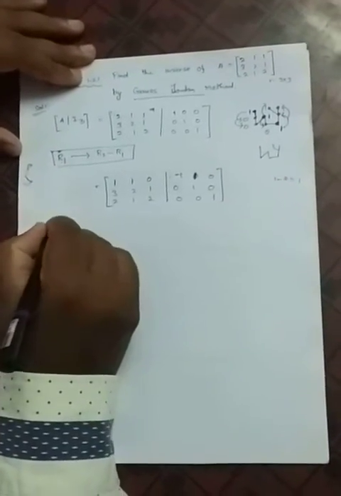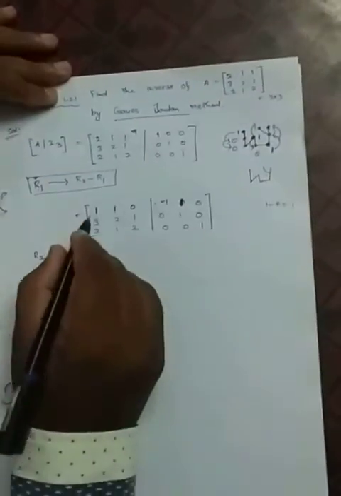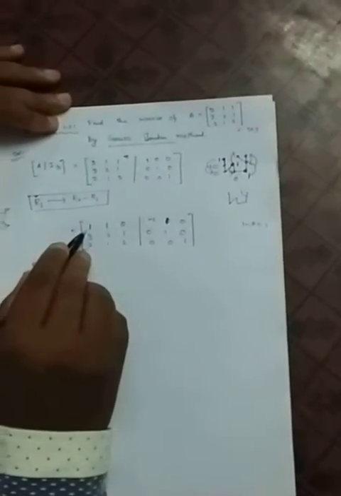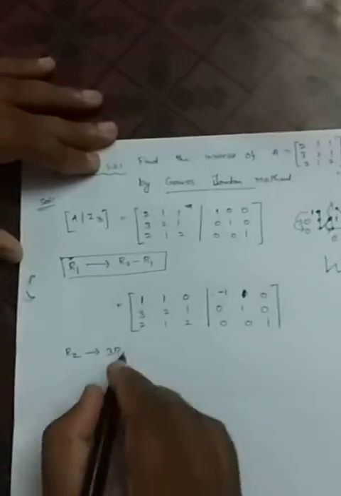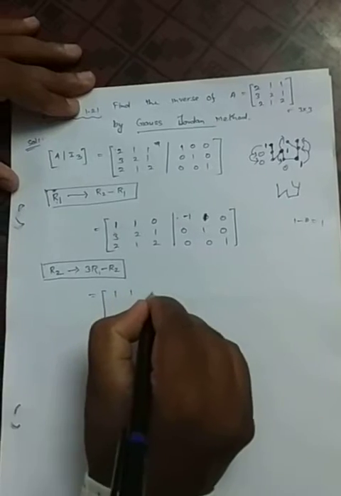So what I am going to do, R2 goes to 3 times R1, because if I multiply 3 here, 3 ones are 3. 3 minus 3 is 0, no. That's why 3 times R1 minus R2. That is the command I am writing here. Okay, so I am changing R2, so that alone changes. R1 you write as such: 1 1 0.